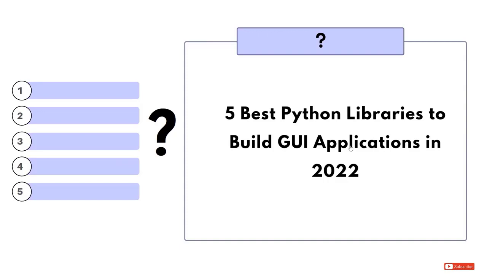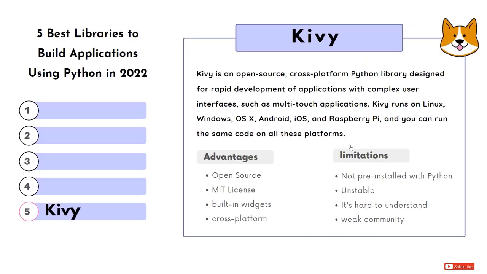So well, are you curious to know what are these 5 awesome Python libraries to build GUI applications in 2022? Okay, then let's go through it. So, when it comes to top 5, the first one is actually Kivy.